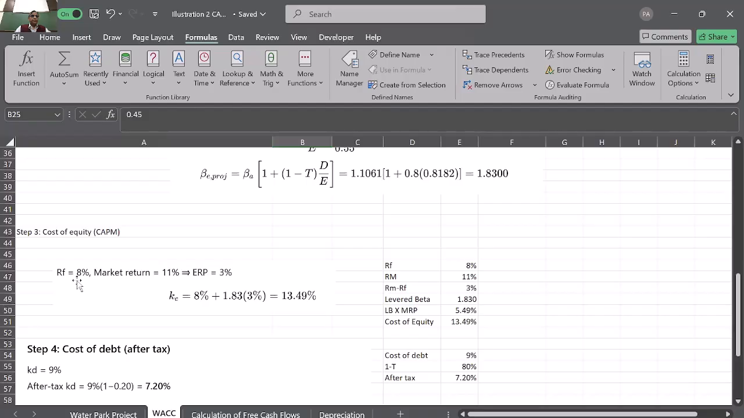The cost of debt is 9% because they can raise debt at 9%. And the tax is 20%. So that means the after-tax cost will be 7.20%.